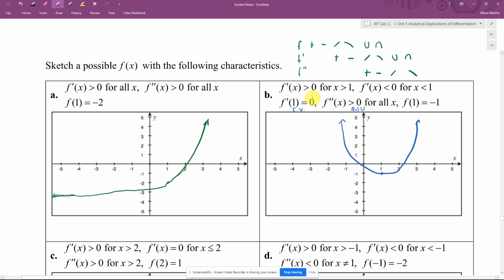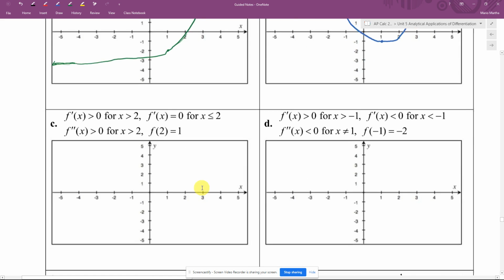f prime is greater than 0 when x is greater than 1, right? It's on this side. f prime is less than 0 when x is less than 1, which is on this side. It's decreasing. f prime of 1 is a critical value. And then f double prime is always positive, meaning it's always concave up for all x.